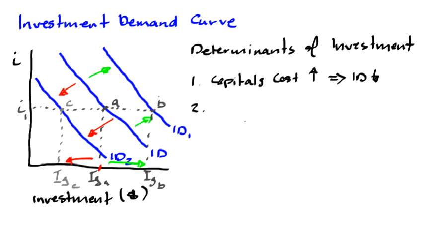Now, the second non-interest determinant of demand is business taxes. Business taxes are basically a form of cost. So the same thing happens. If these go up, then this is going to cause the investment demand curve to shift left, and as shown over here, will cause the amount of gross investment in the economy to decline.